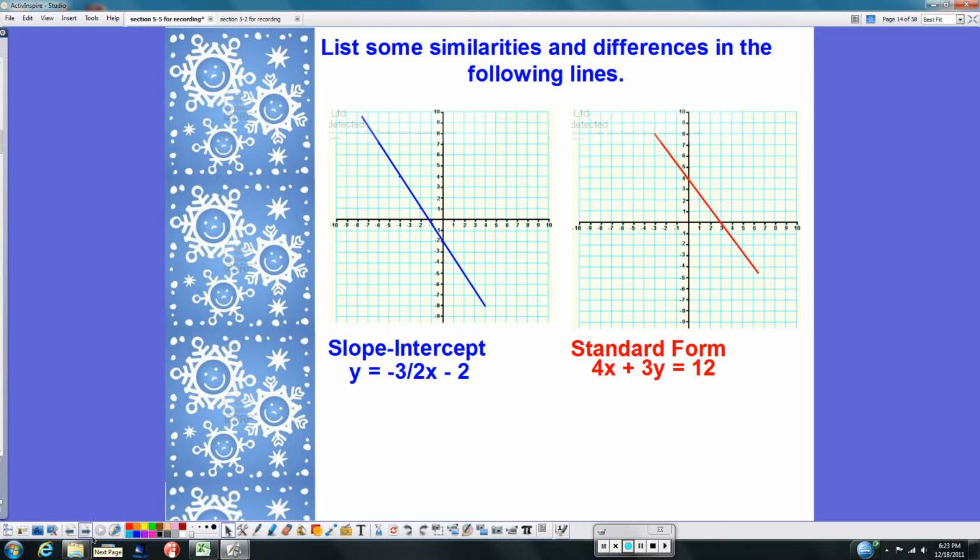Let's look at some similarities and differences between these two lines. The first one was graphed using slope-intercept form. The second one was graphed using standard form. What are some similarities and differences that you see? Some similarities that I see are, first of all, they're both straight lines. They both pass through the x and the y-axis at different points. Some differences: with the slope-intercept form, we graph the y-intercept and then use the slope from there. With standard form, however, we're going to be using the x and y-intercepts.